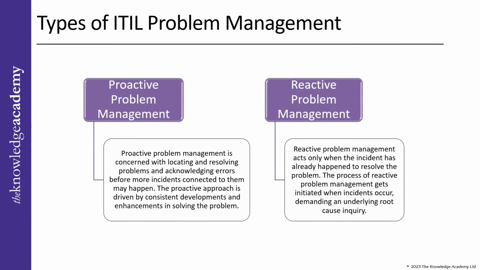As we can see, proactive problem management is concerned with locating and resolving problems and acknowledging errors before more incidents connected to them may happen. The proactive approach is driven by consistent developments and enhancements in solving the problem, whereas reactive problem management acts only when the incident has already happened to resolve the problem. The process of reactive problem management gets initiated when incidents occur, demanding an underlying root cause inquiry.